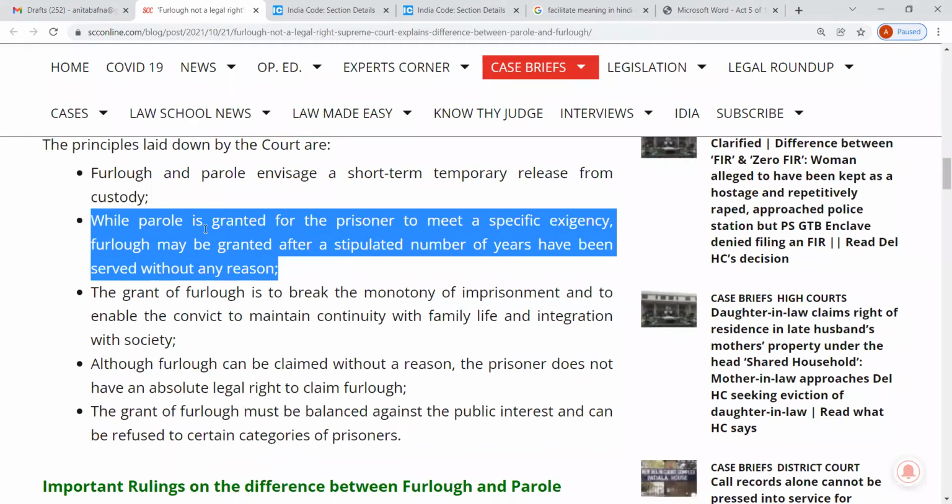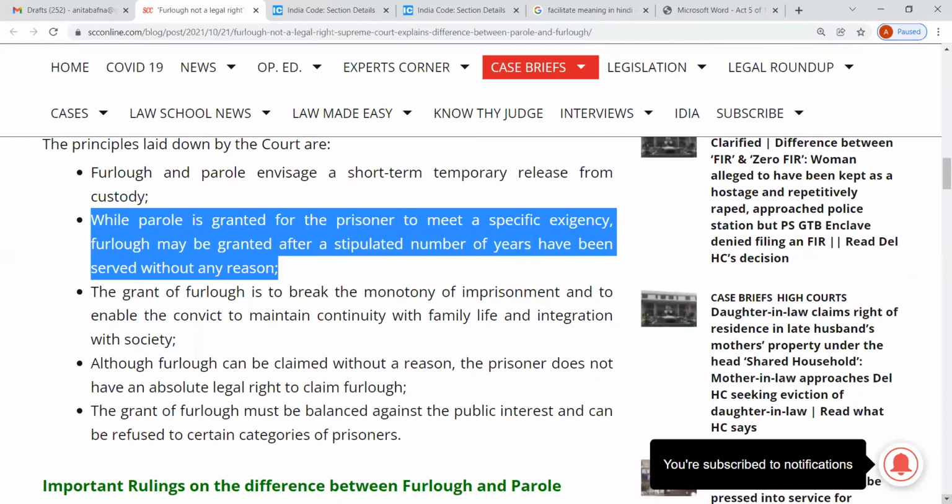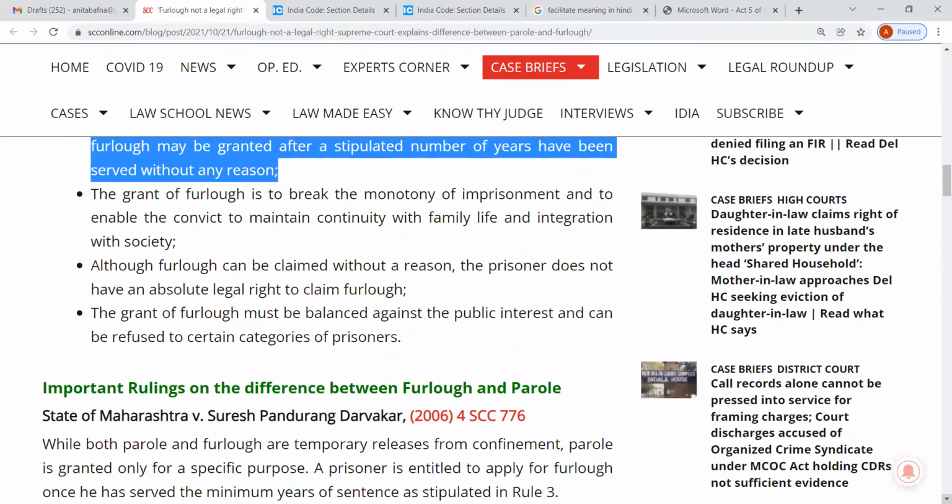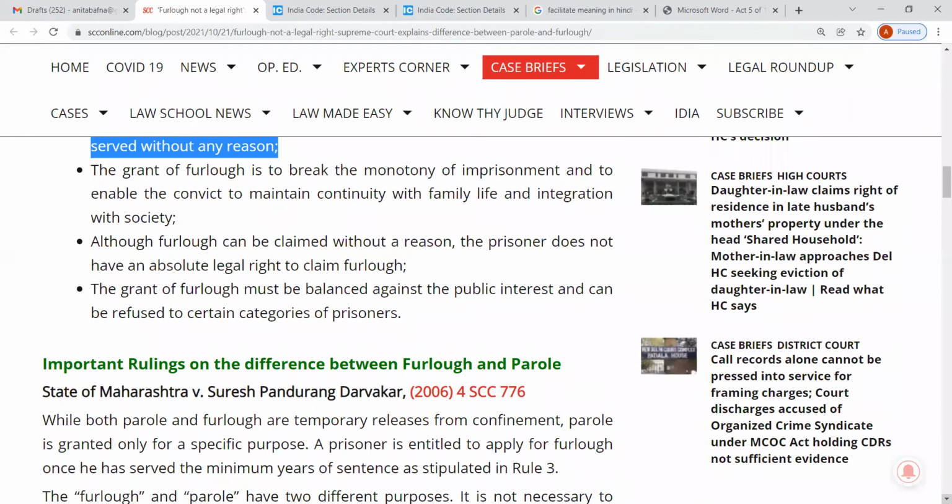While parole is granted for the prisoner to meet a specific exigency, furlough may be granted after a stipulated number of years have been served, without any reason. The grant of furlough is to break the monotony of imprisonment and to enable the convict to maintain continuity with the family life and integration with society. Although furlough can be claimed without a reason, the prisoner does not have an absolute legal right to claim furlough. The grant of furlough must be balanced against public interest and can be refused to certain categories of prisoners.